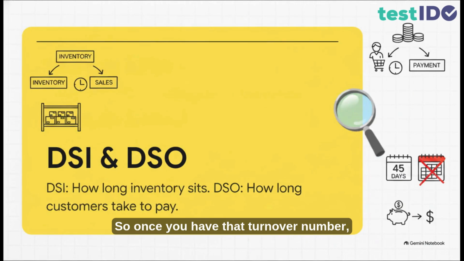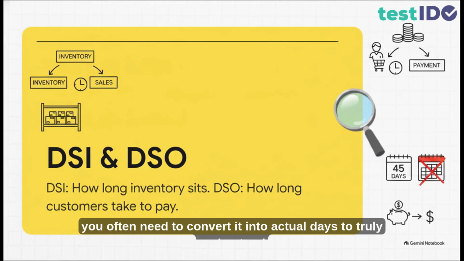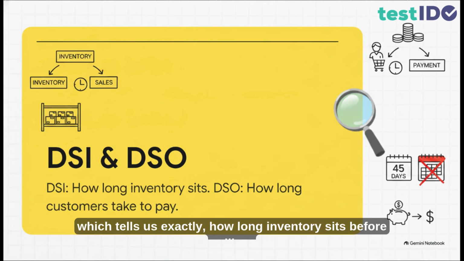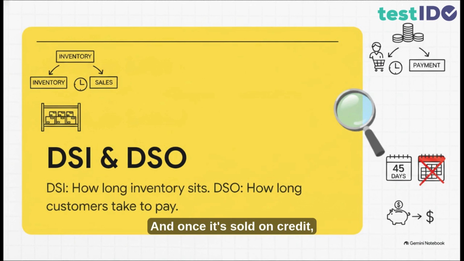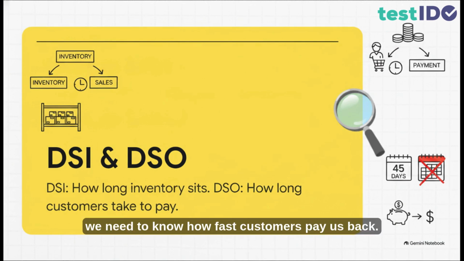So once you have that turnover number, you often need to convert it into actual days to truly understand the timeline. That gives us DSI, or days sales in inventory, which tells us exactly how long inventory sits before selling. And once it's sold on credit, we need to know how fast customers pay us back. That's measured by DSO, or days sales outstanding.